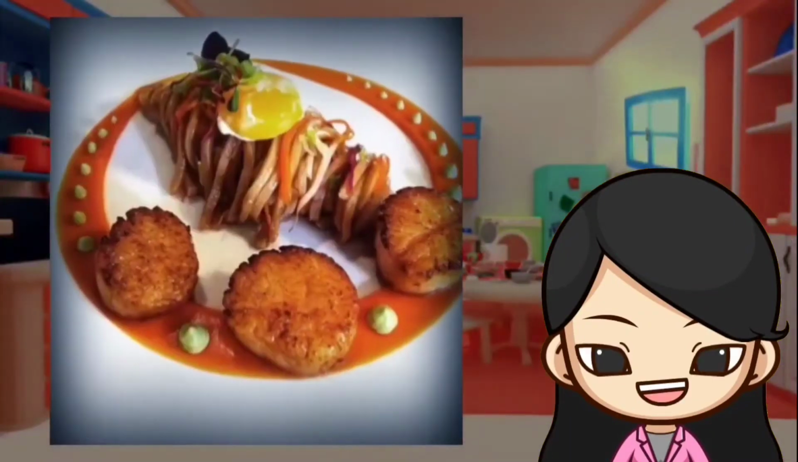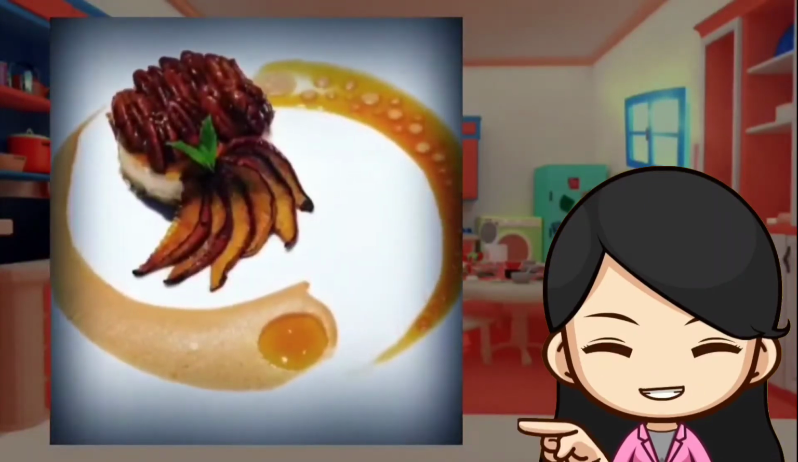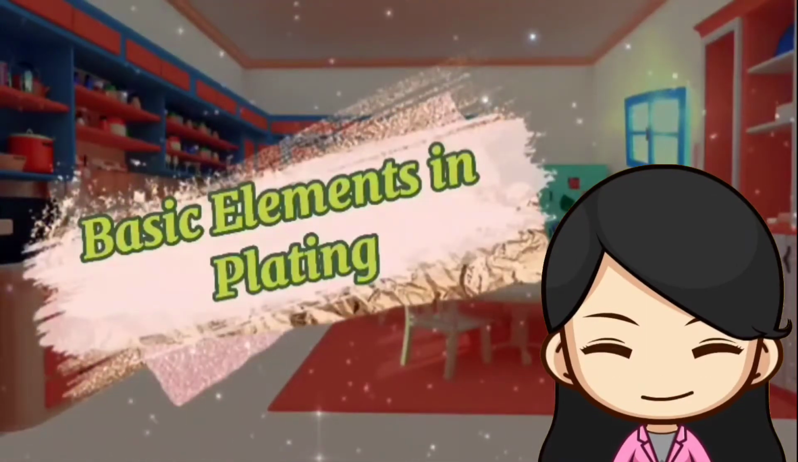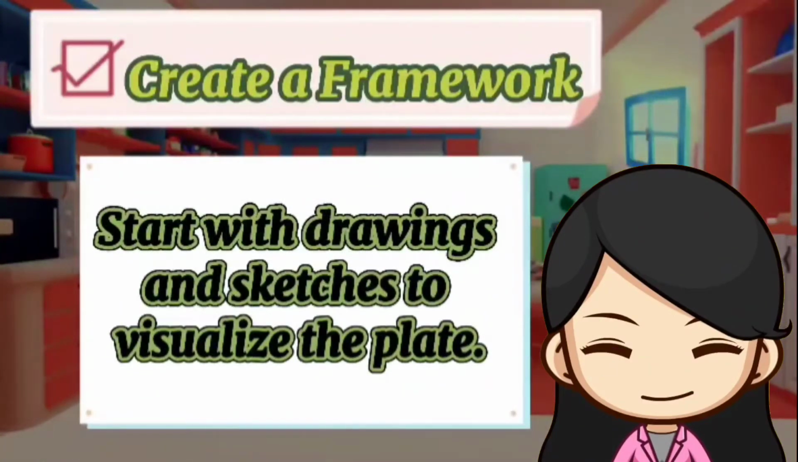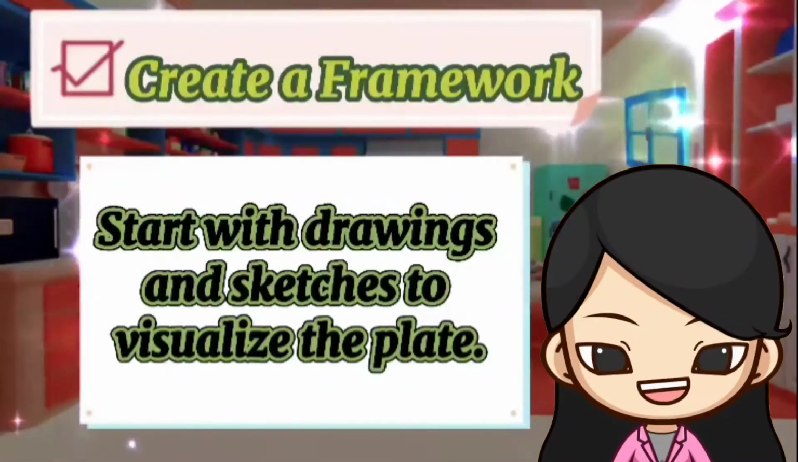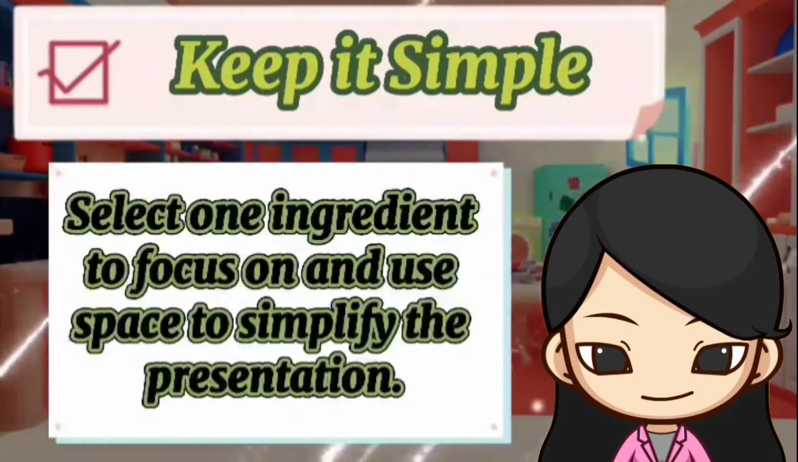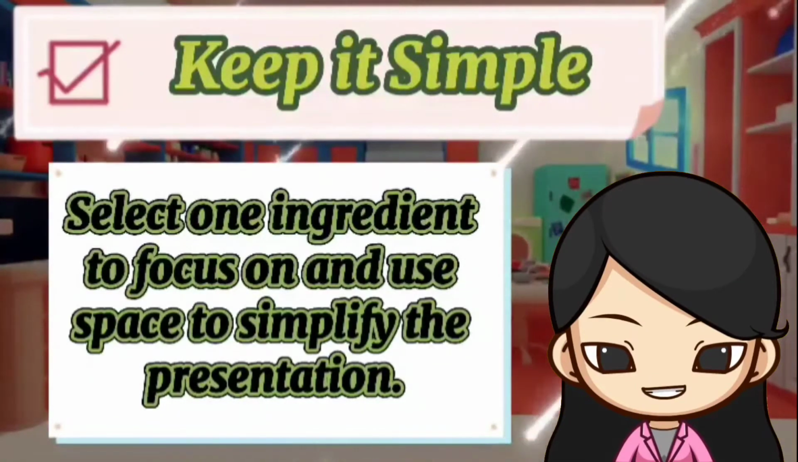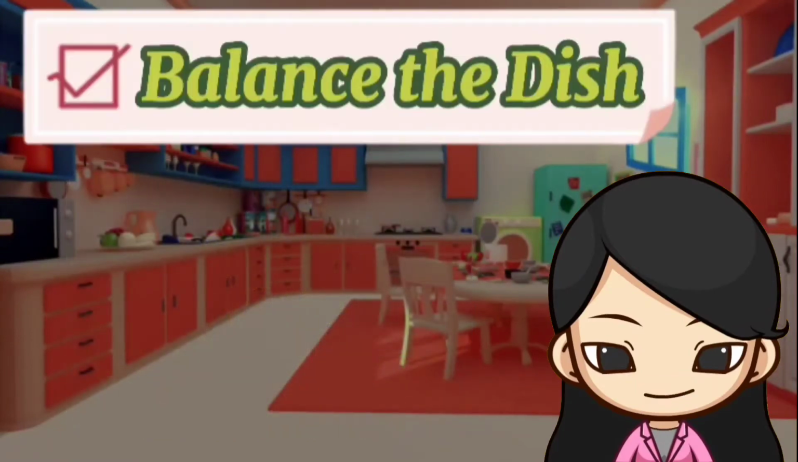Aside from the principles, my dear future chefs, we should also know the basic elements in plating. Those basic elements are the following. Number one, create a framework. You must start with drawings or sketches suitable to the theme itself. Second, keep it simple. Select the right ingredients to focus on one space to simplify the preparation. The third one, balance the dish.